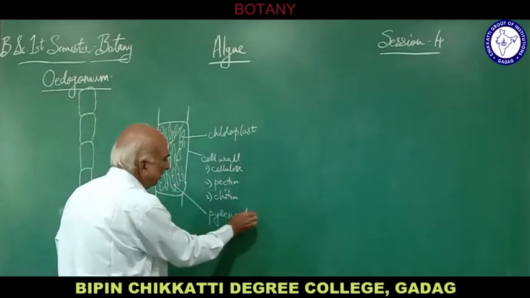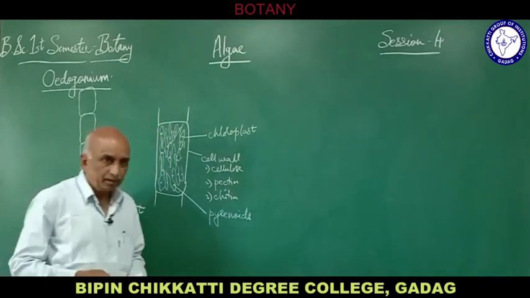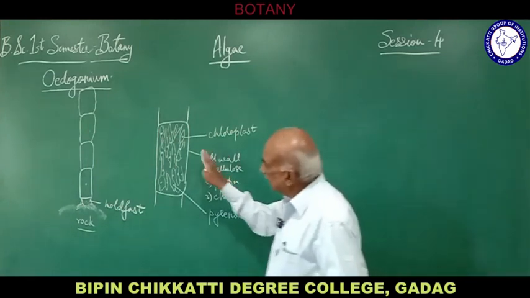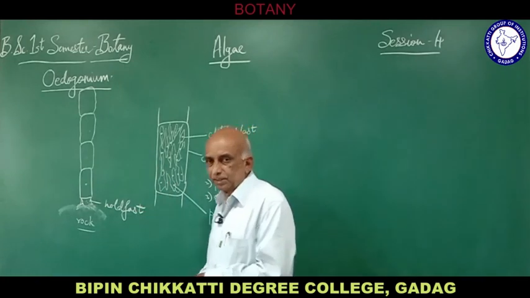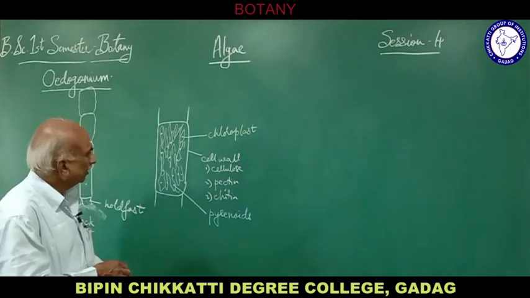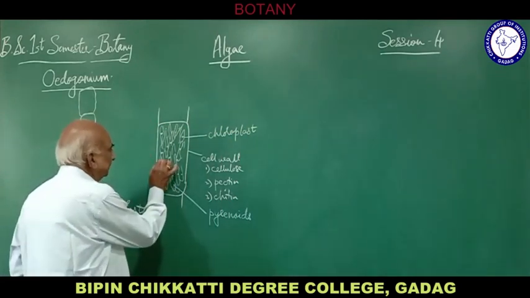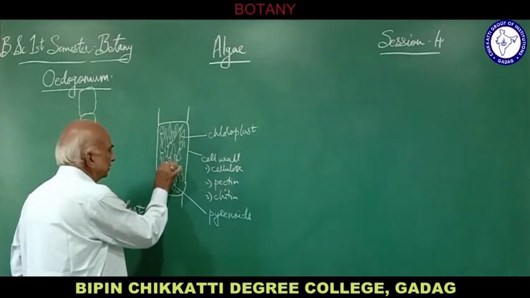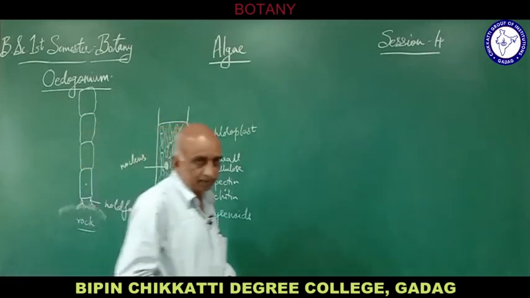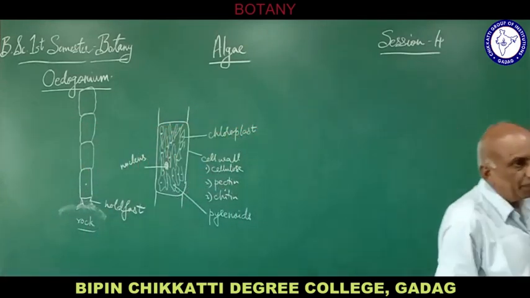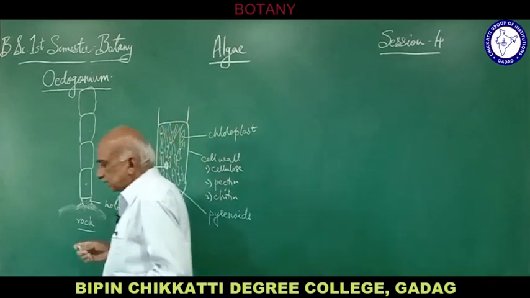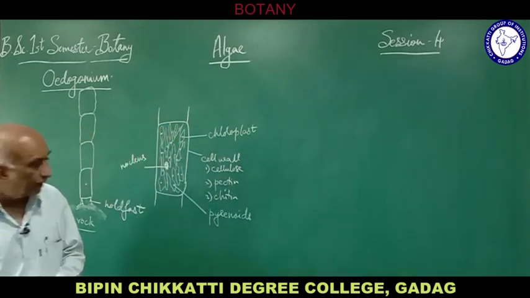So there are many pyrenoids in the chloroplast. The pyrenoids are protein bodies and they are present in the chloroplast region. The chloroplast contains, as usual, the green pigment chlorophyll. Then there is a nucleus, a single nucleus, and the cytoplasm contains all the cell organelles like mitochondria, Golgi complex, endoplasmic reticulum, ribosomes and all that. That is about the structure of the single cell of an Oogonium.